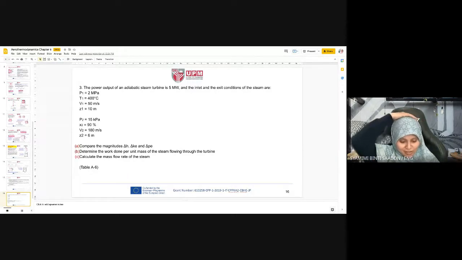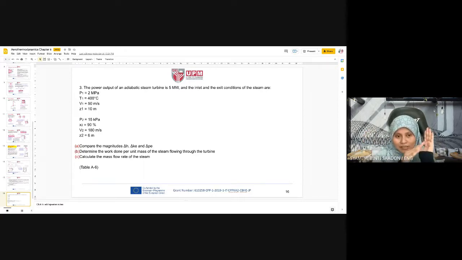Okay, so B is actually work done per unit mass. So you just total up. Work done comes from the energy balance. In the energy balance we have work and heat transfer, but here in the turbine, since it is adiabatic, there is no heat transfer from the inside to the outside. So no Q in the energy balance of the turbine. Only enthalpy, kinetic energy, potential energy, and work.